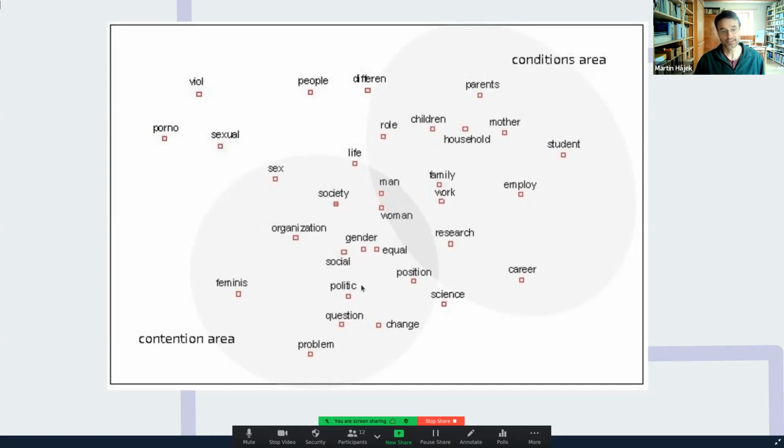And what is interesting is that gender as a term is in the contention area. It's not part of the condition area, the situation of women, but it's a claim. Gender is a claim. And also there is this interesting cluster of pornography, sexual and violation that is rather apart. This is an ambivalent position in feminist discourse.